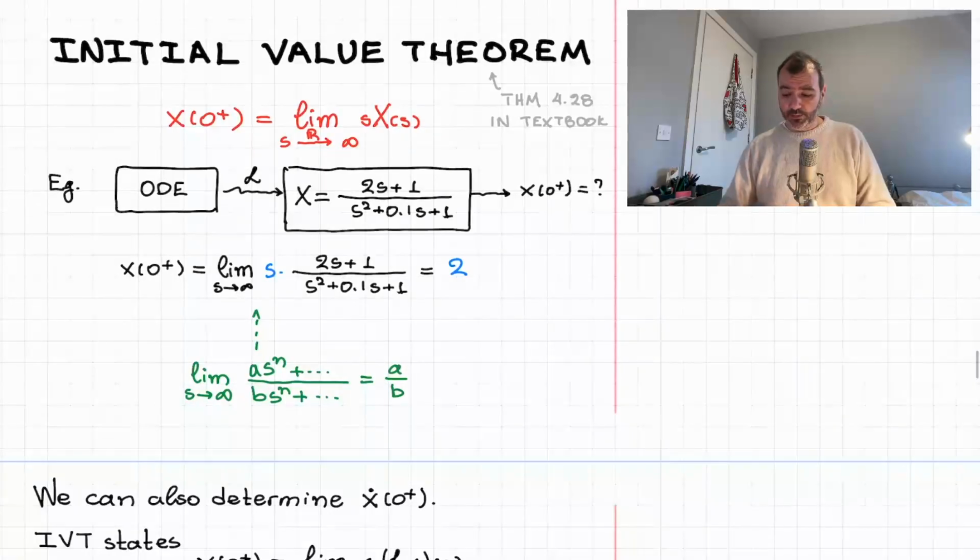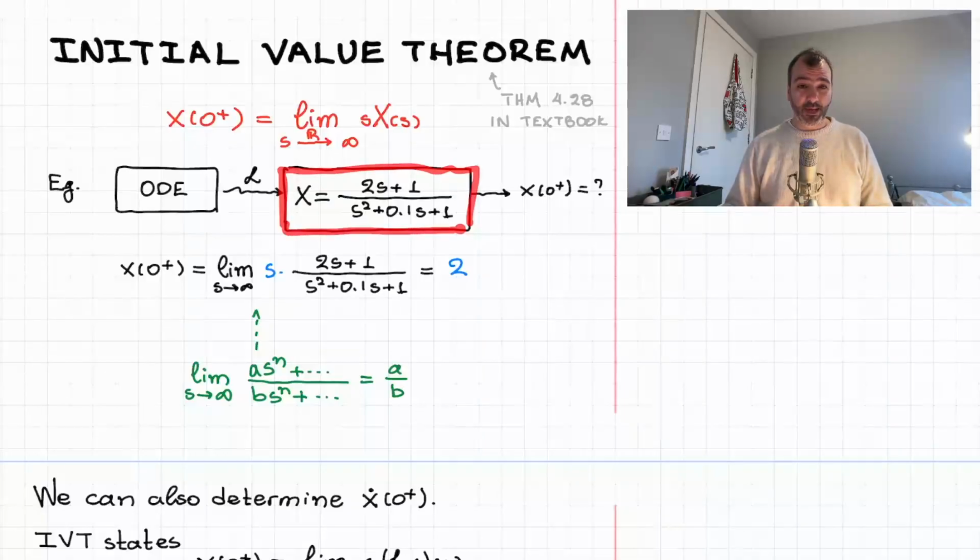Here's a quick example. Suppose someone has taken an ODE, they somehow derived it from physics, let's say, and they applied the Laplace transform, and they have given you this expression. This is like the solution in the s domain. And the question is, what is x at time 0 plus? Well, x at 0 plus is the limit as s goes to infinity of s times X of s. And we can tell very quickly that this is equal to 2.